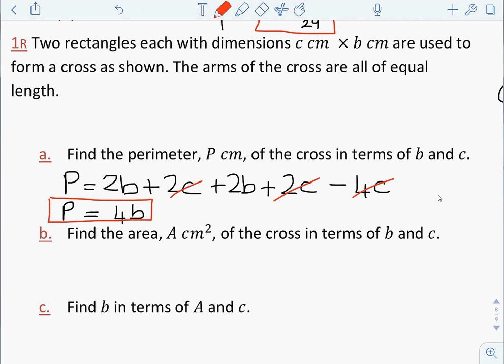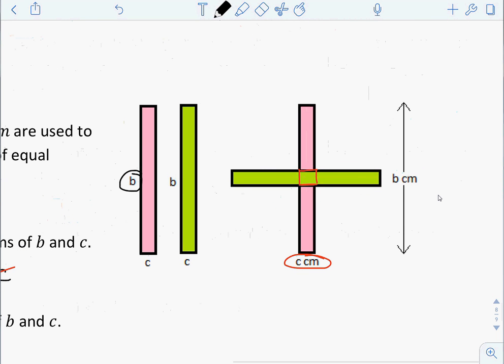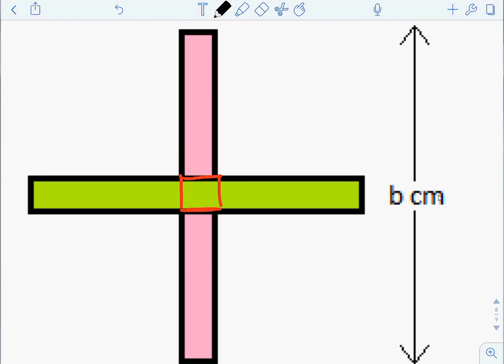The next part says find the area of the cross in terms of b and c. Well, this is basically the same as what we've previously done. The area of one rectangle is going to be b times c. I've got 2 rectangles, so the area of the 2 rectangles is 2bc. However, I don't want one of those portions, so I need to remove c squared.